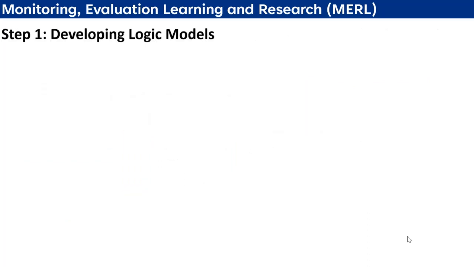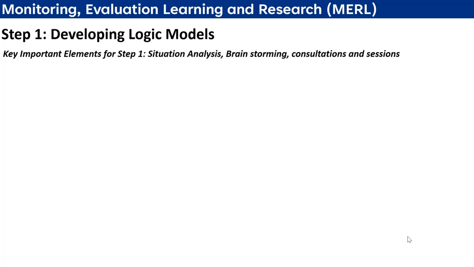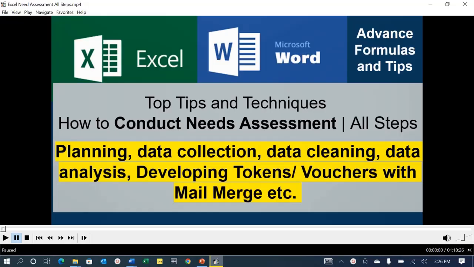Number one, developing logic models. So what are the key important elements for this step one? Here we need situation analysis. You have to do brainstorming, consultations, and sessions while developing these logic models. These are the key elements that you have to undertake. For situation analysis, we have done a detailed tutorial on how to conduct needs assessment. So the link is given in the description. You can watch that video also. But the situation analysis is very important.